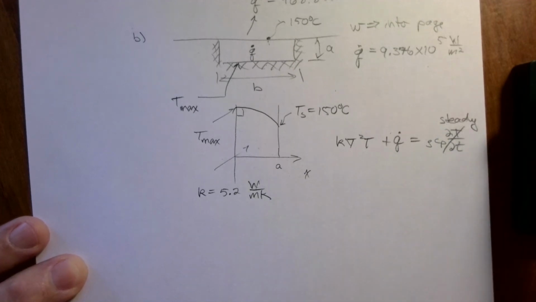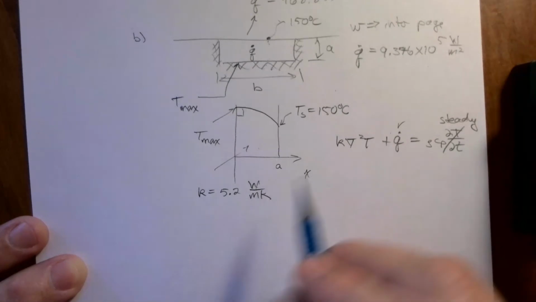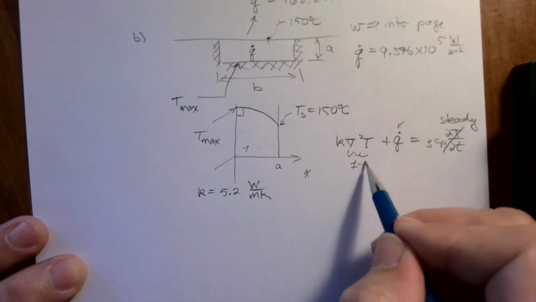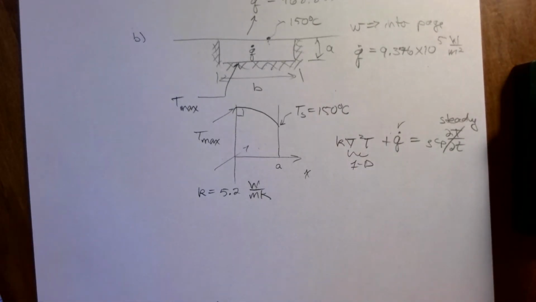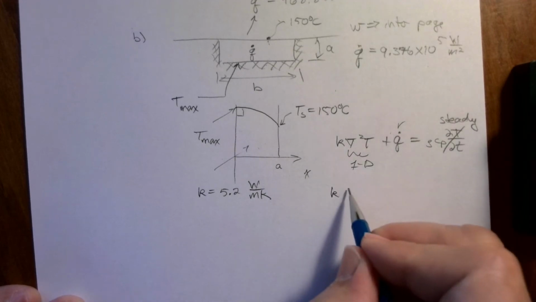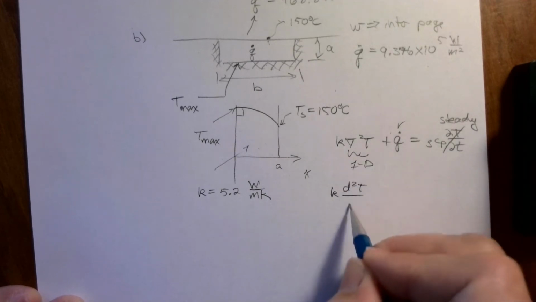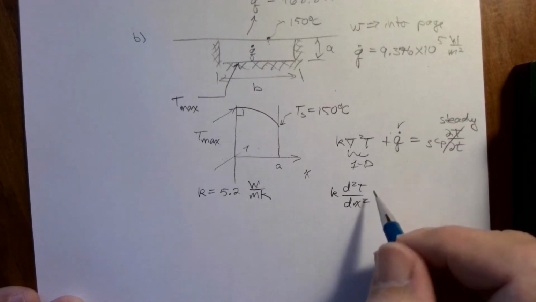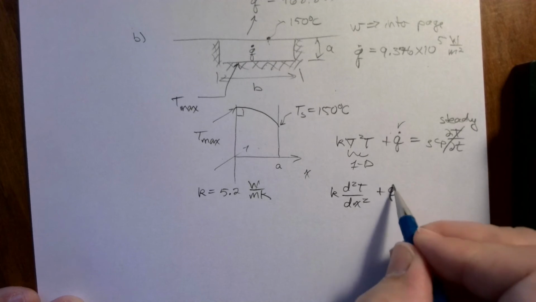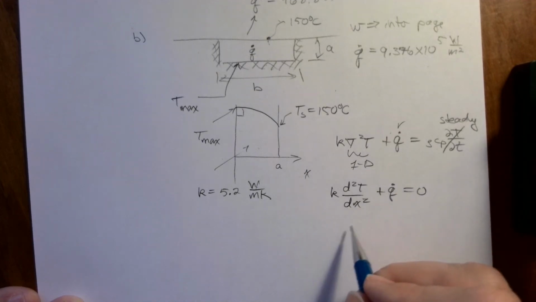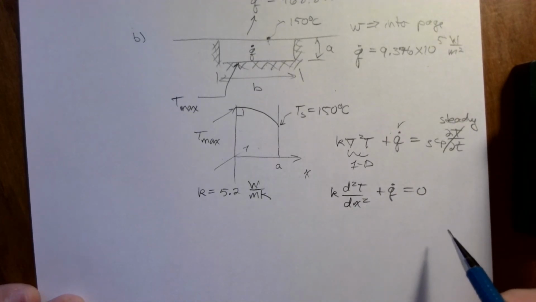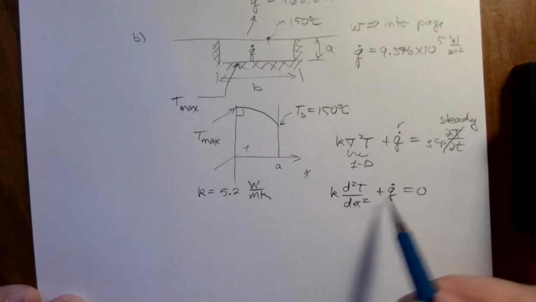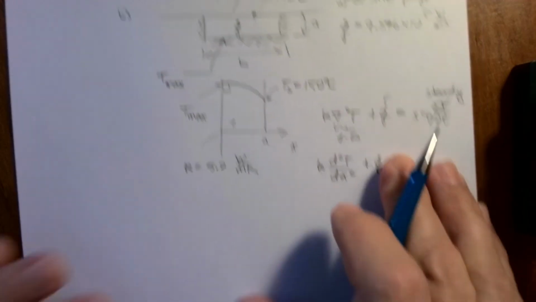So we don't have that storage term on the right hand side. We do have the generation term. That's going to stick around. We're going to use a 1D version, so we're going to end up with K times the second derivative of T with respect to x plus Q dot is equal to 0. So this is our governing differential equation that we can solve. Those are constants. We can solve for T.